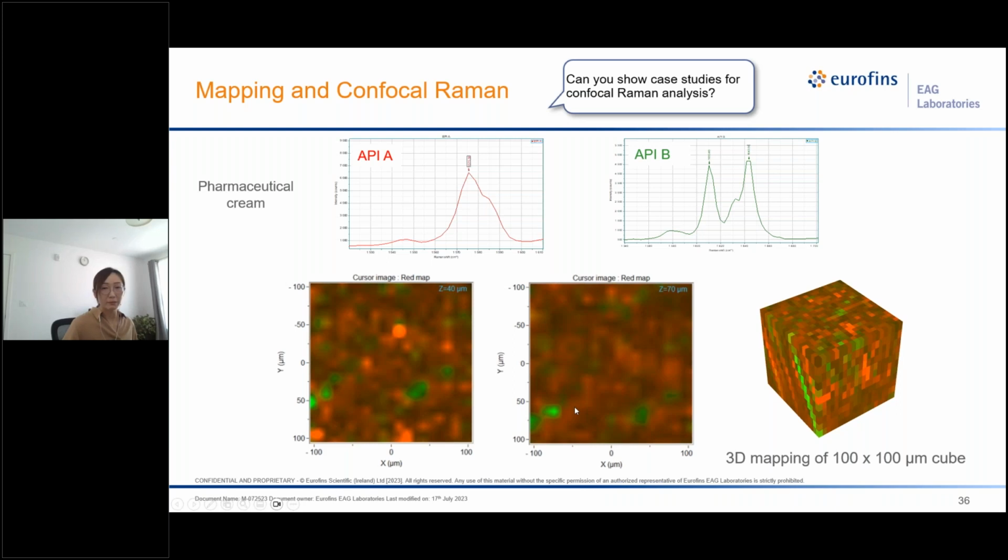Although being very time consuming, it is possible to perform the mapping analysis in 3D mode, which gives an even better visualization of the distribution of the APIs.